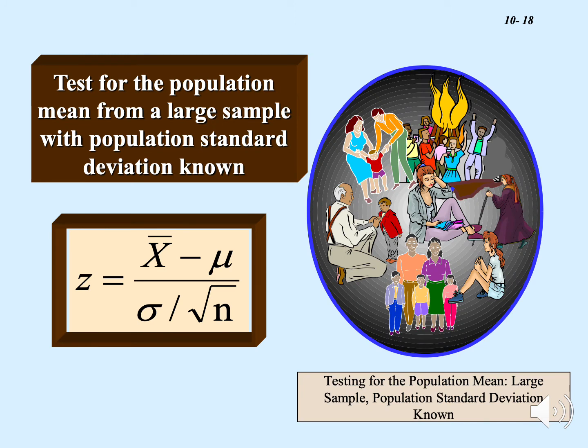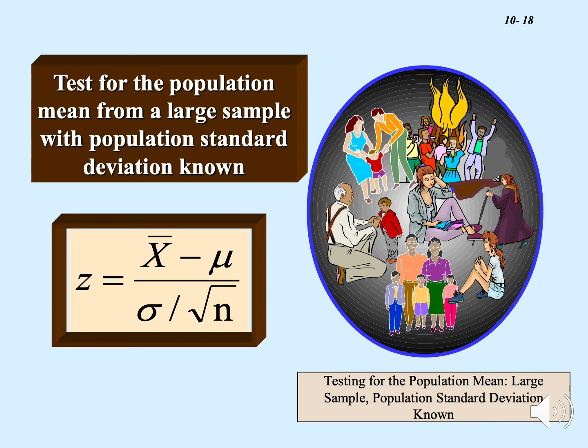Okay, so test for the population mean from a large sample with population standard deviation that is known. So you have your Z test. This is very familiar to you, right? This is the one that I gave you as an example last time. That is the sample mean minus the population mean over the standard error of the mean, that is the standard deviation over the square root of the sample size n.